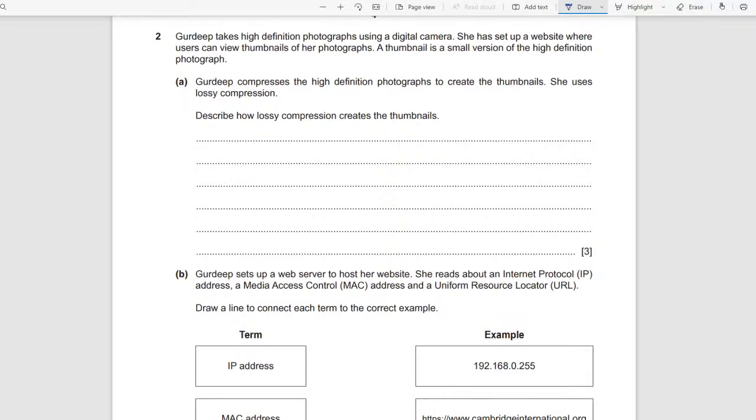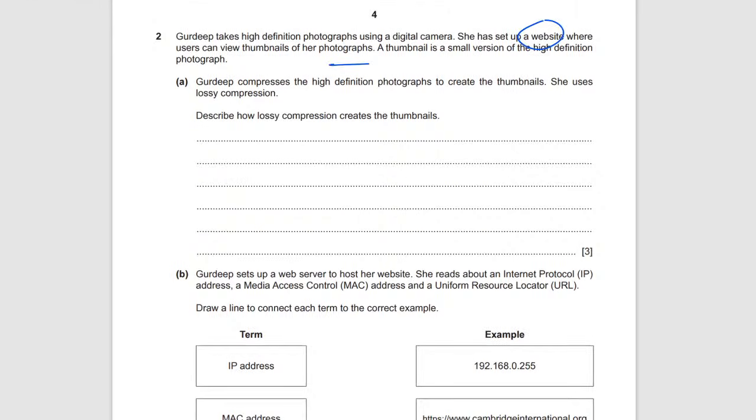Okay, so we move on to number 2. Number 2 says Gurdeep takes high definition photographs using a digital camera. Using a digital camera, she has to set up a website where the users can view thumbnails of a photograph. So basically, she's setting up a website where she can see photographs, and the thumbnail is a small version of a high definition photograph. Basically it's trying to tell us that she's uploading photos onto that website.